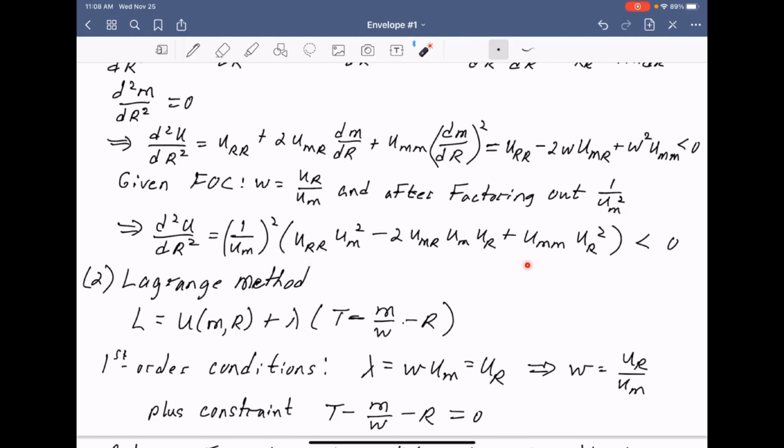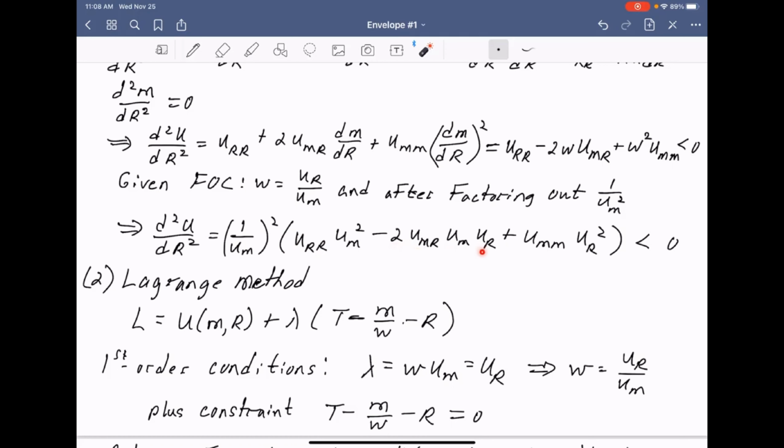So this expression has to be less than 0. That means that these terms may or may not be positive or negative. They tend to be negative, right? A declining marginal utility of income and a declining marginal utility of leisure.